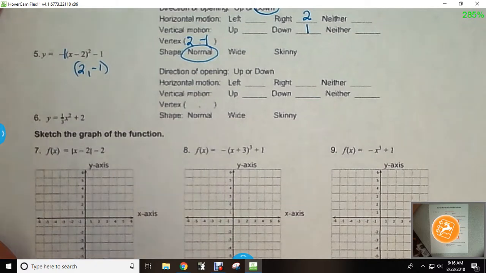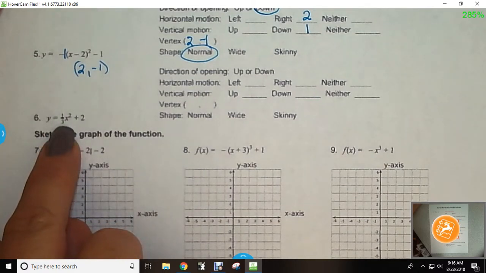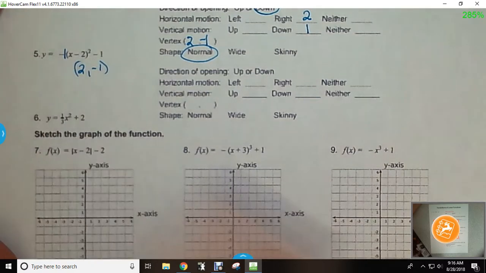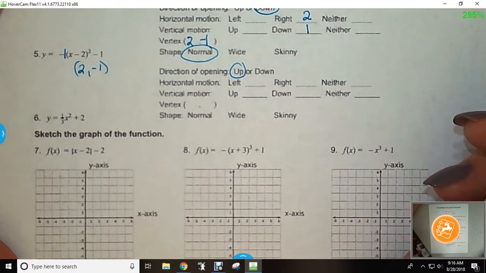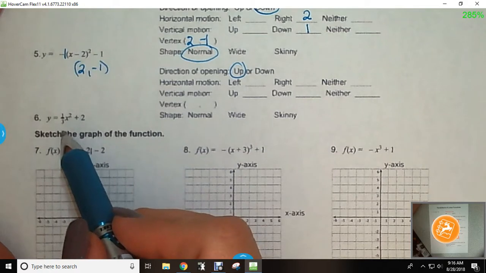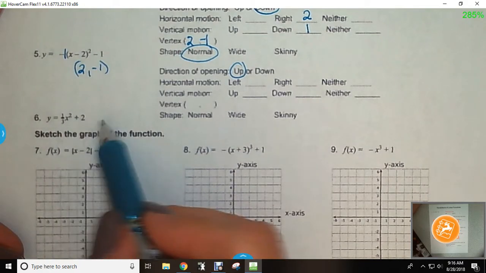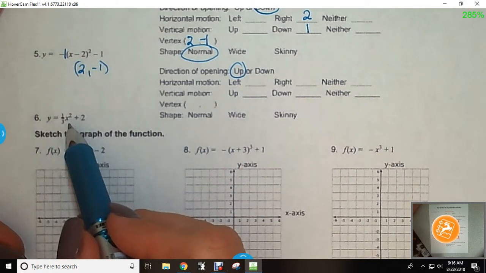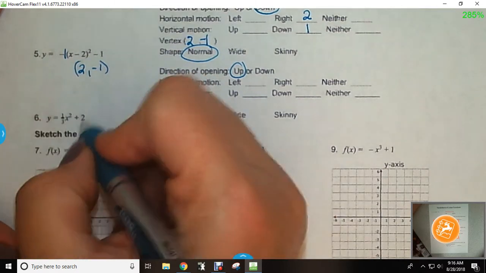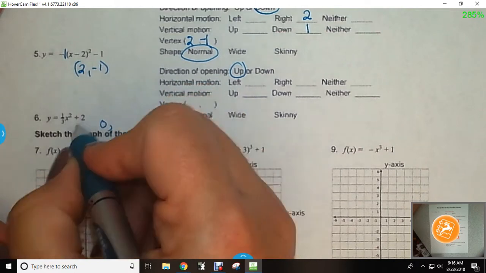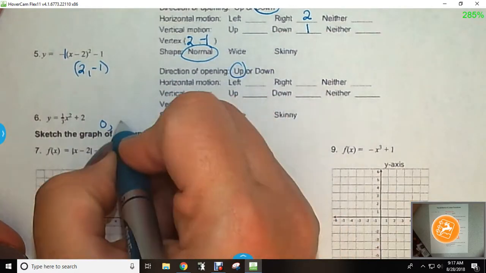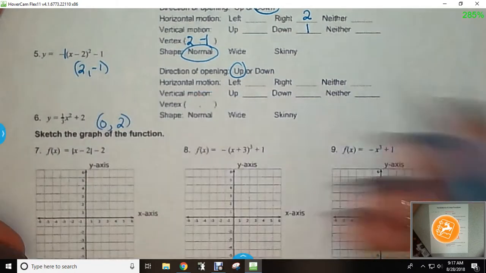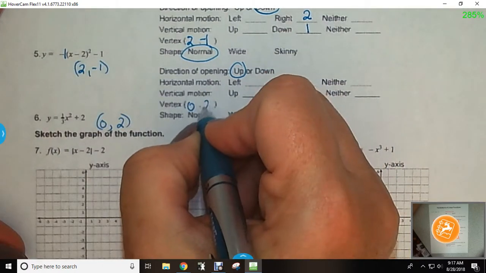Number 6, this is a positive 1/3 coefficient. Because it's positive, it's going to open up. Then we have to figure out what our ordered pair is going to be. I don't have anything in parentheses with my x, so the first part of my ordered pair is going to be a 0. And I'm going to take the same as the number that comes after the squared part. So that's 2. So my vertex is 0, 2.